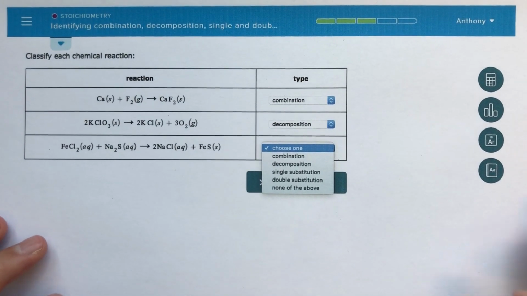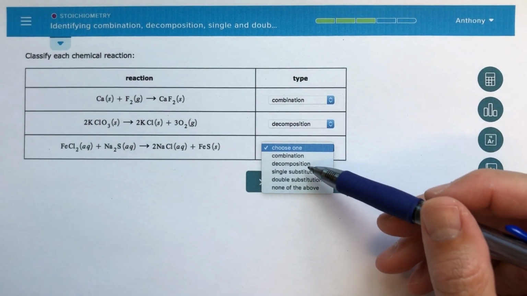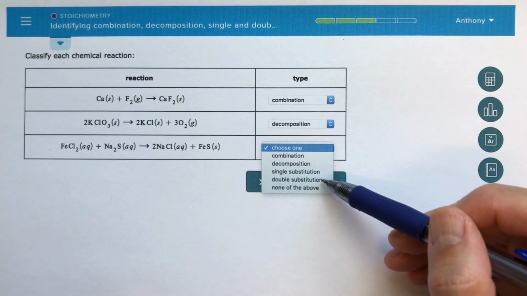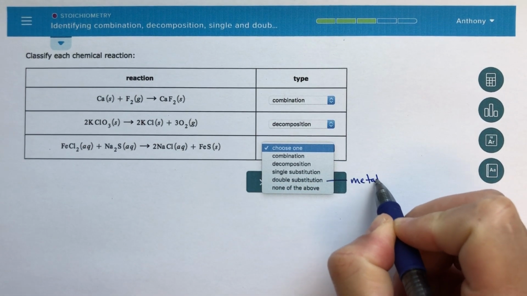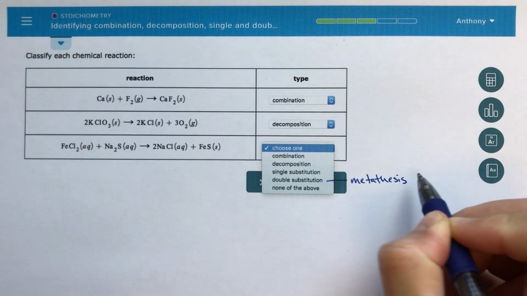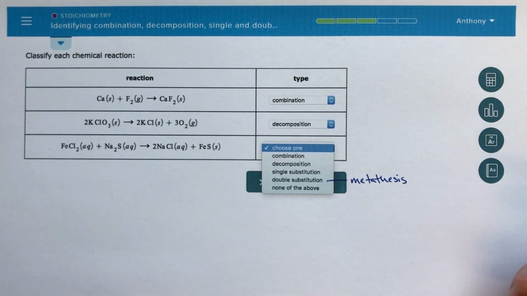So in this drop-down menu, what I'm saying is that sometimes instead of double substitution, it says metathesis here, and those mean the same thing. Metathesis is just a fancy word for exchange.